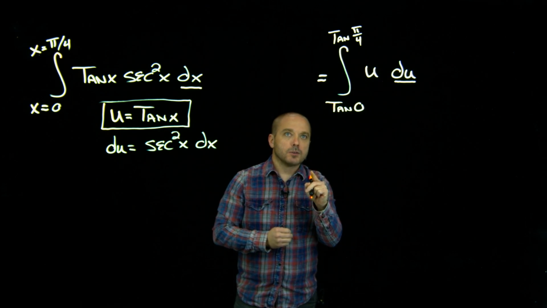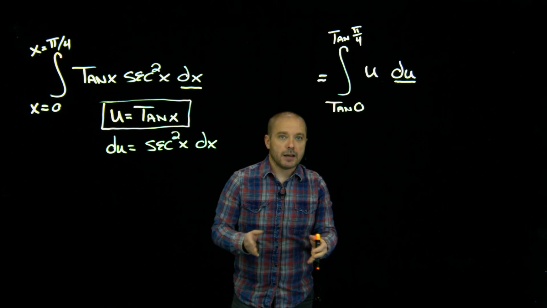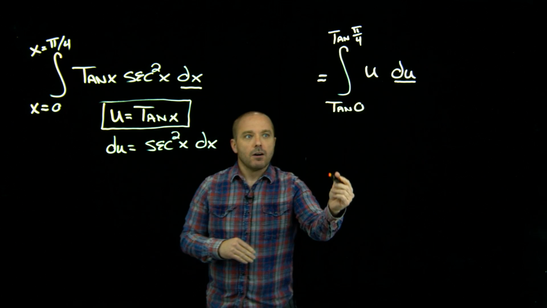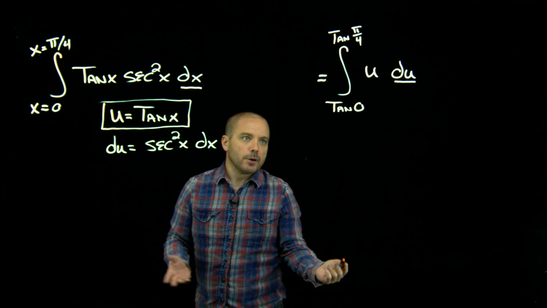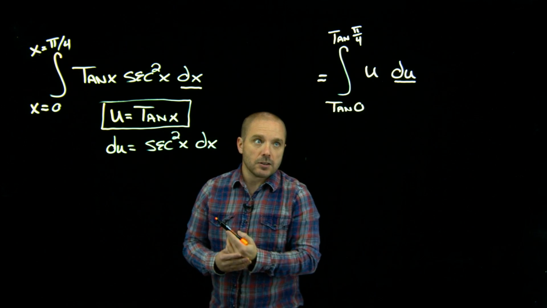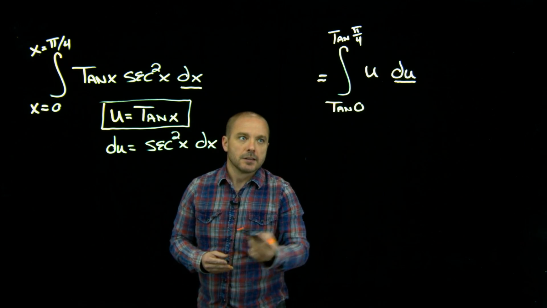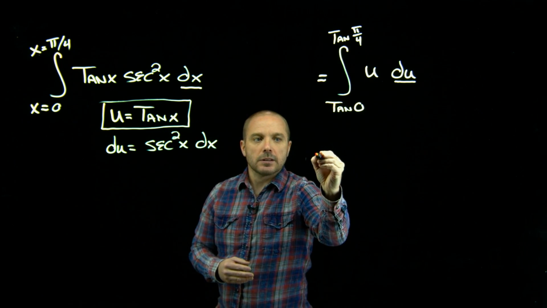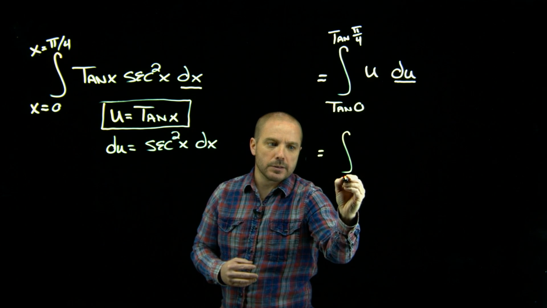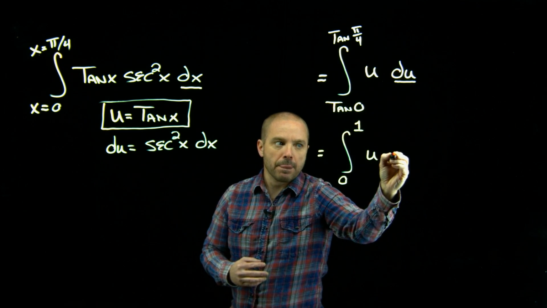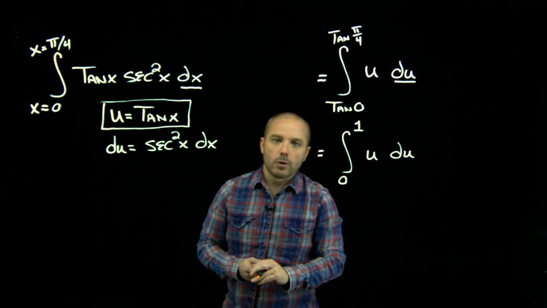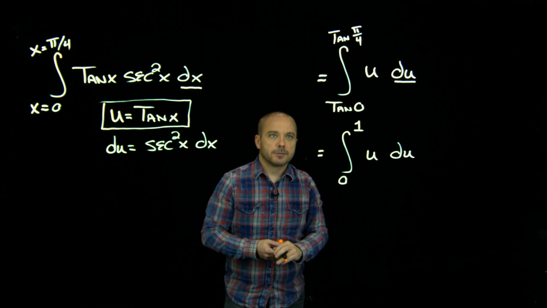Now, those are common angles, so we know the value of tangent there. If these aren't common angles, then that's an irrational number, and we should probably just leave it as tangent of whatever that angle is. But we know these values, so let's simplify. Tangent of 0 is 0. Tangent of pi over 4 is 1. And now we're ready for our antiderivative.